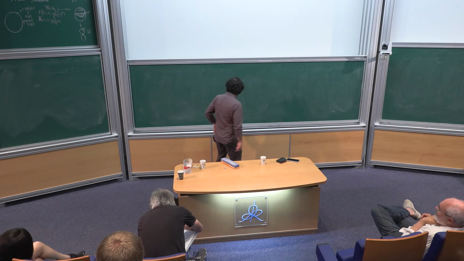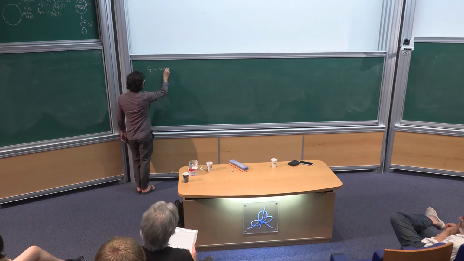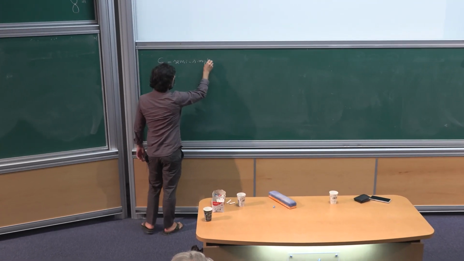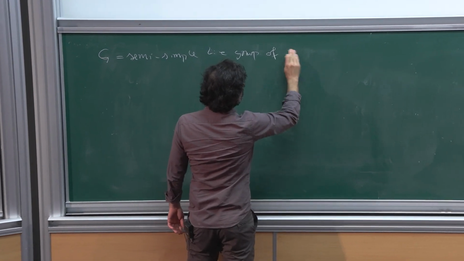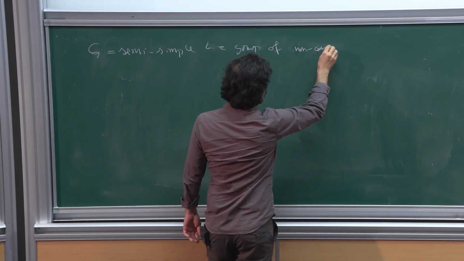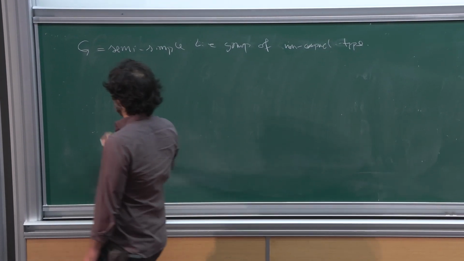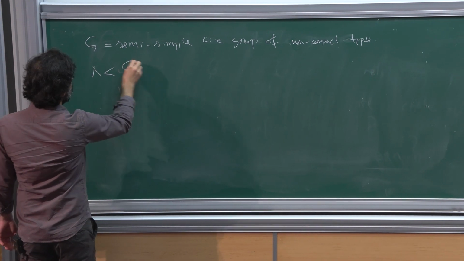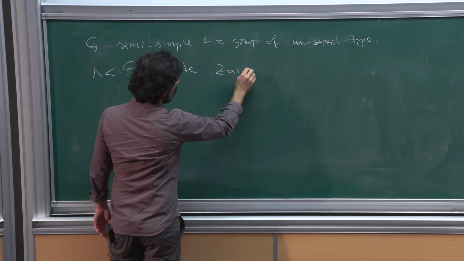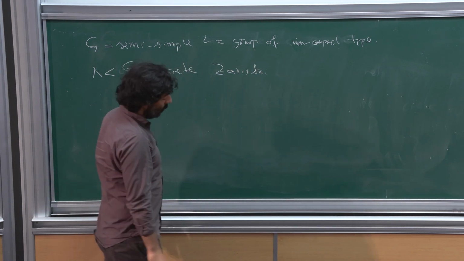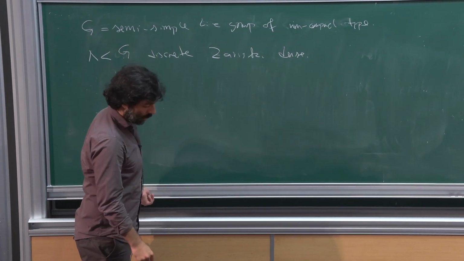So let's begin with a semi-simple Lie group of non-compact type. And we're going to get some discrete subgroup. And we're going to assume it is Zariski dense, because it's going to simplify many of the things I'm going to say, but it's not really necessary for most of the talk.